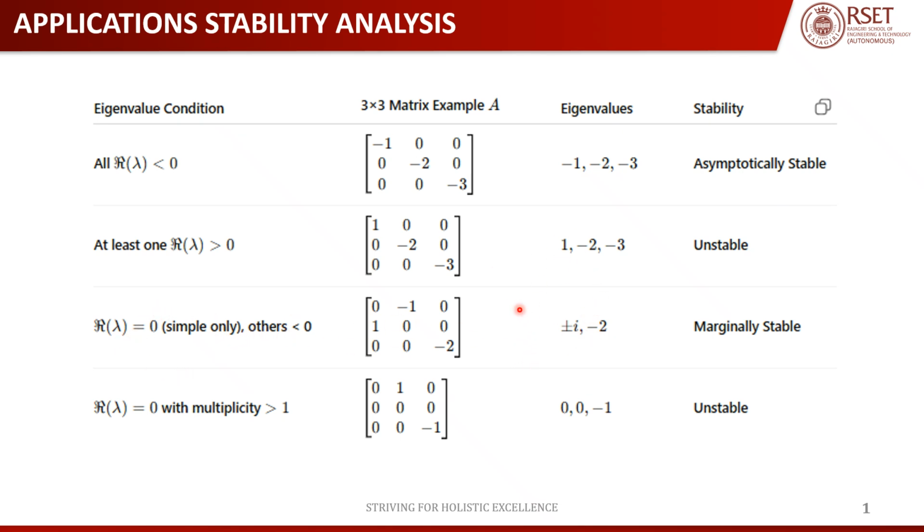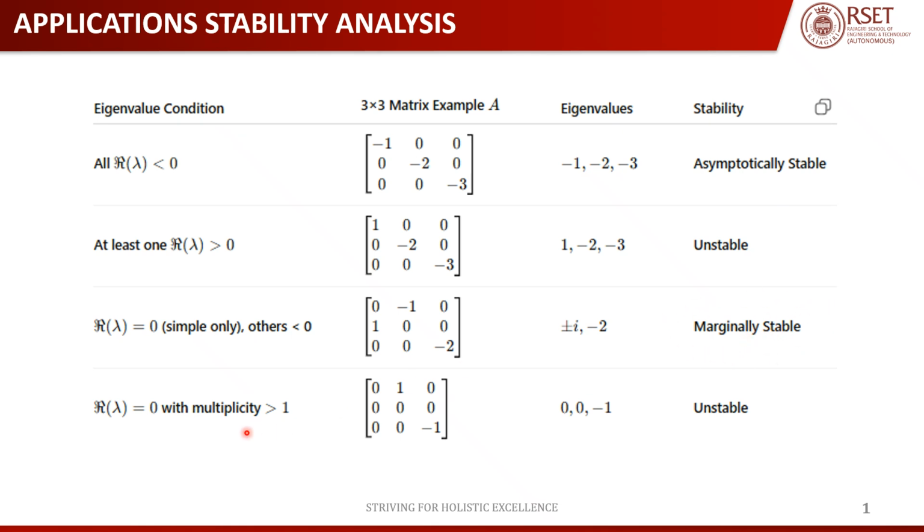Okay, and suppose the real part of lambda is equal to 0 for just a particular eigenvalue. Since eigenvalues occur in conjugate pairs, this means that for all the others the real part is less than 0, and for just one, the real part of lambda is equal to 0. Then we say that it is marginally stable.